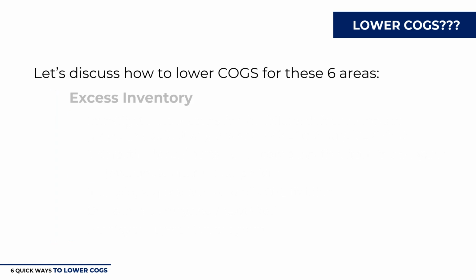Now, our sixth and final option for lowering your COGS is excess inventory. At times, businesses may overproduce in anticipation of increased sales. And if those sales fail to materialize, you end up with excess inventory. Often, excess inventory is stored randomly wherever room happens to be available.